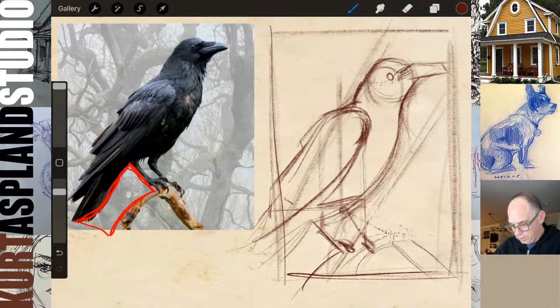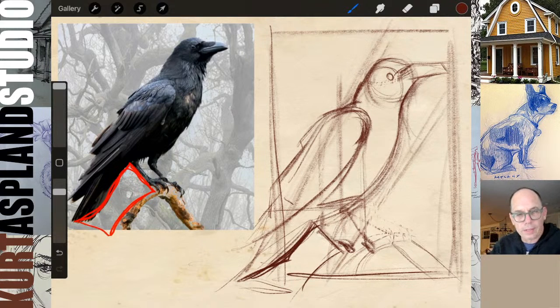I know that I've completely drawn outside of my box, but you know, hopefully you will have extra room on your sketch pad if you need to make an adjustment.